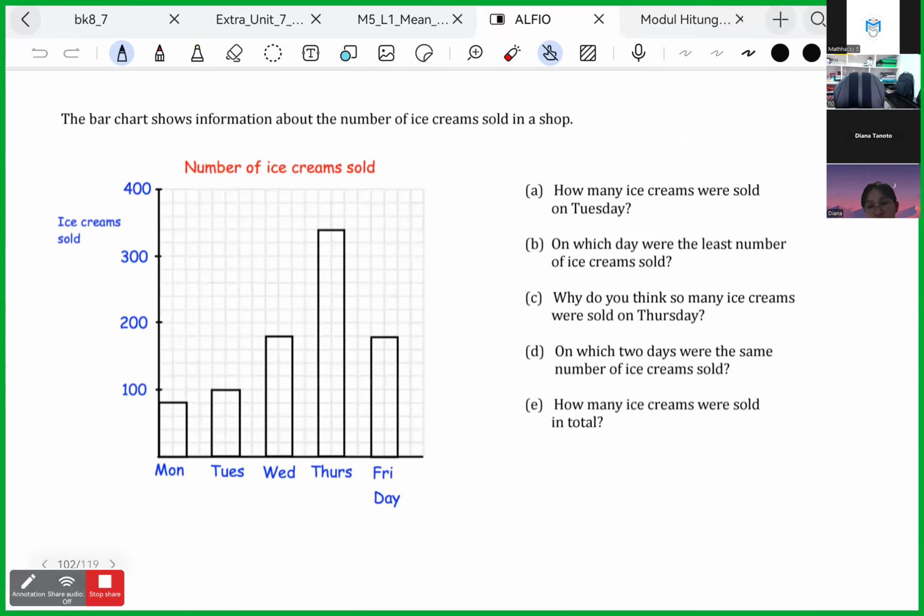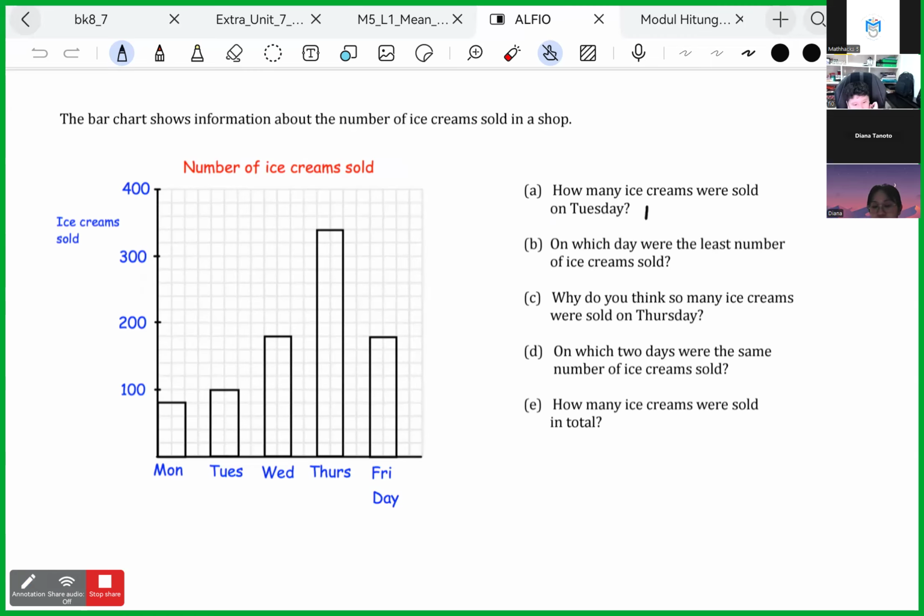Okay, read the question first from the very top. The bar chart shows information about the ice cream sold in the shop. How many ice cream were sold on Tuesday? 100. On which day were the least number of ice cream sold? Monday, which is like 80. Why do you think so many ice creams were sold on Tuesday?